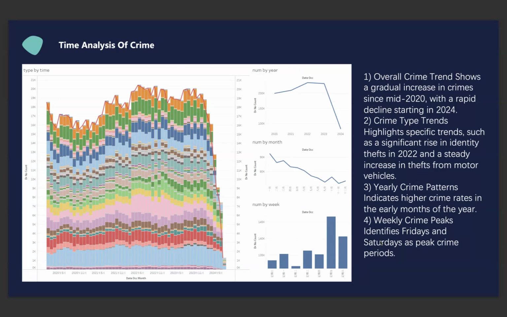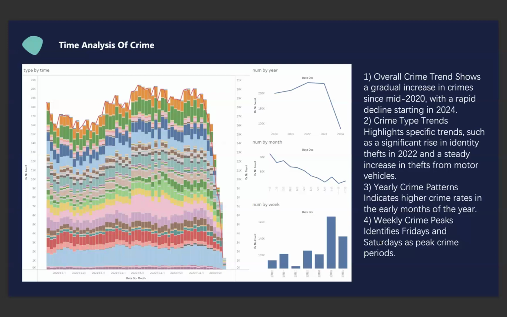And additionally, the histogram breaks down the trend by each type of crime. Notably, in 2022, there's a significant spike in the number of identity thefts. We can also see a steady increase in thefts from motor vehicles during the same period. These specific trends highlight particular areas of concern that may need focused intervention.